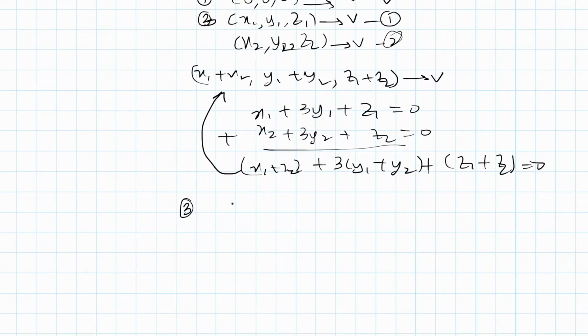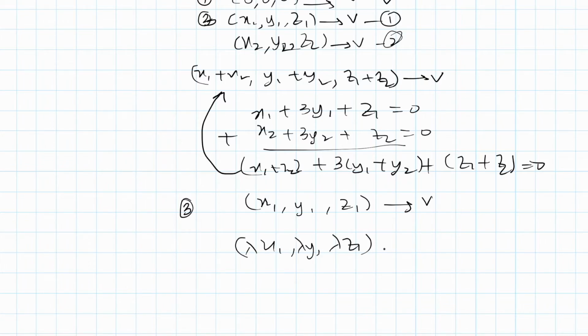Now what is scalar multiplication? Scalar multiplication is nothing but just multiplying the vector by a scalar. So if x1, y1, z1 belongs to V, then lambda x1, lambda y1, lambda z1 also belongs to V, where lambda is any real scalar.